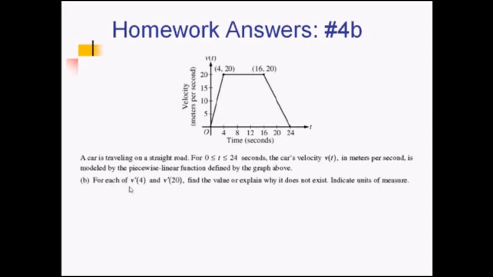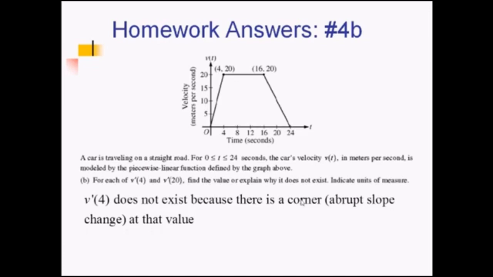So we want to find v prime of 4 and v prime of 20, or explain why it doesn't exist. Starting with v prime 4, since we already have the graph, v prime is talking about the slope of that graph, and at t equals 4, well, we don't know the slope because this is a corner. It's a non-differentiable spot. So v prime of 4 doesn't exist because there's a corner at that value. Okay, how about v prime of 20?